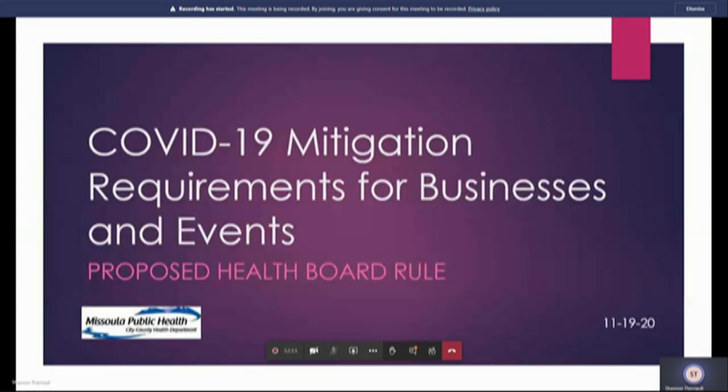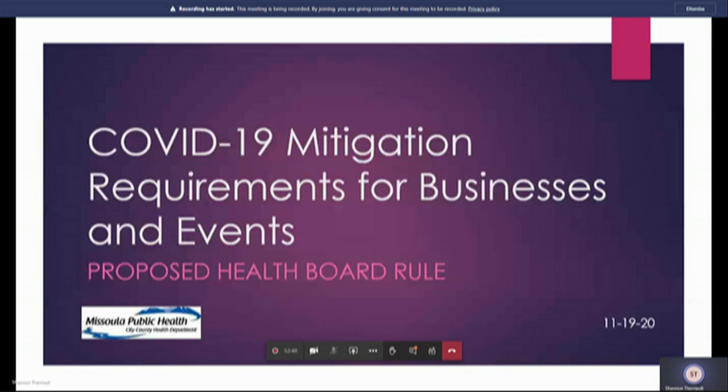Okay. So for the benefit of those in the audience, I know that the health board already knows this, but I want to put these rules in context first. The governor established some requirements for reopening after his statewide stay-at-home order. There was a phase 1, and then a phase 2. We've been in phase 2 since June 1st. And those phase 2 requirements did create requirements for businesses and events.